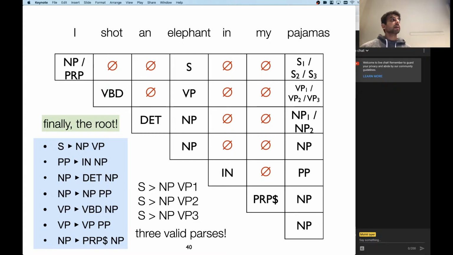So, I shot an elephant in my pajamas. I was in pajamas, or the elephant was in pajamas. Oh, I see, you're trying to... I am actually not sure, because this grammar was synthetically just made up to show that there are multiple possible parses. I don't know what the third parse represents here, but maybe someone can come up with something.